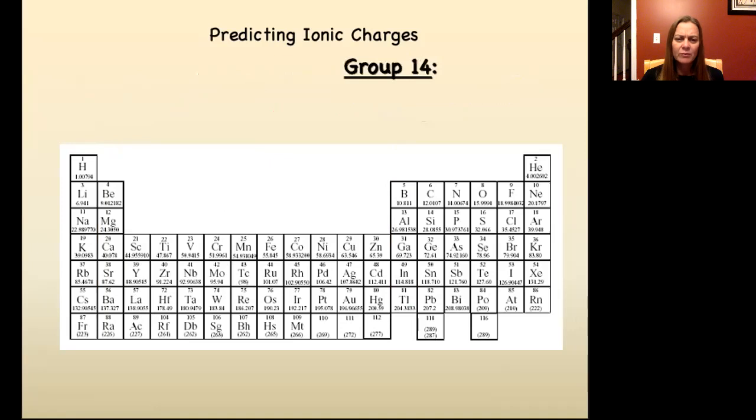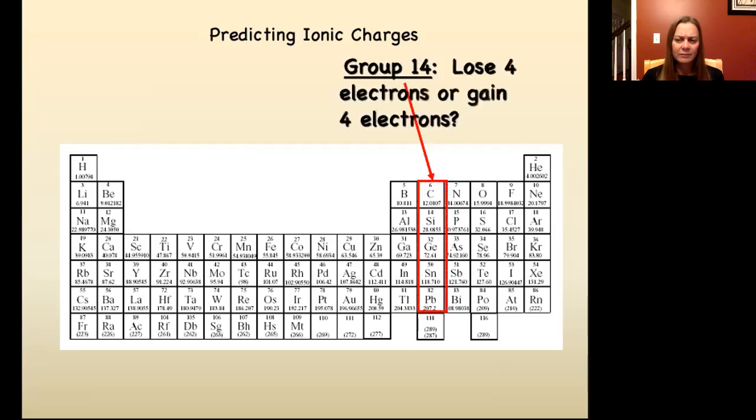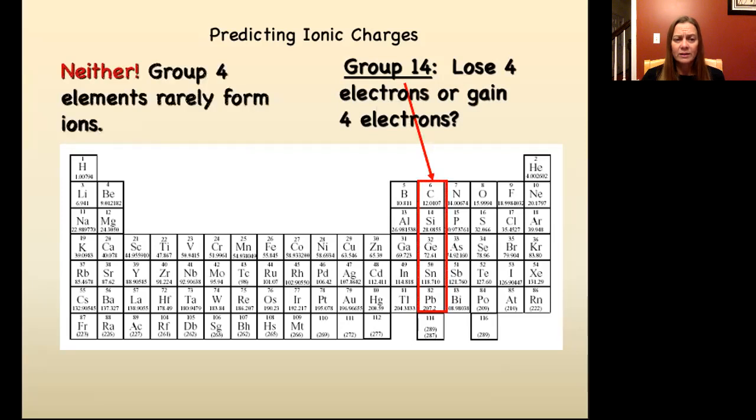So what about group 14 or the carbon family? They have 4. Are they going to gain them? Are they going to lose them? And the short answer is group 4 elements rarely form ions. Now, with the exception that tin and lead are what we consider transition metals, and so those we'll address when we talk about the transition metals, because tin and lead do form ions, but the other ones, germanium, silicon, carbon, rarely form ions.